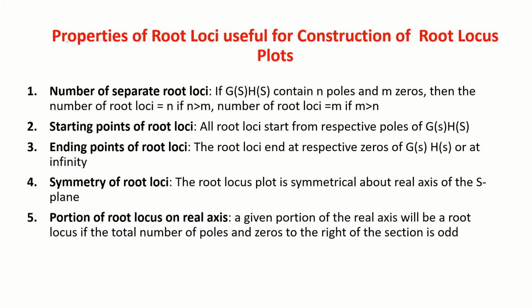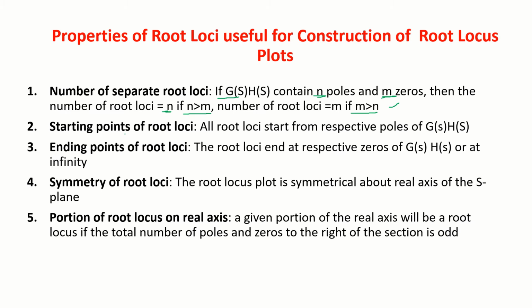So now let us learn the properties of root loci useful for construction of a root locus plot. How we can construct the root locus plot for a given transfer function. How many root loci should be there? If g of s h of s contains n open loop poles and m open loop zeros, then the number of root loci will be equal to n if n is greater than m, and the number of root loci will be equal to m if m is greater than n.